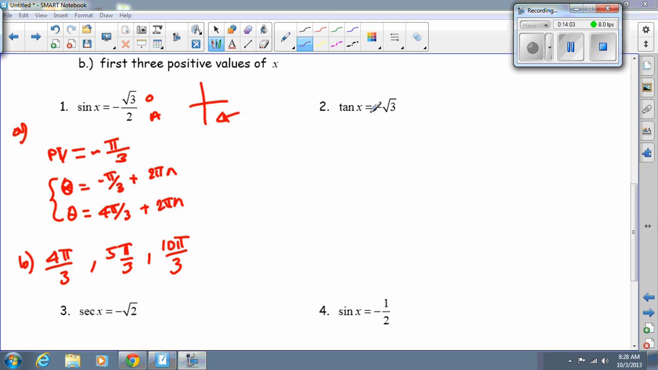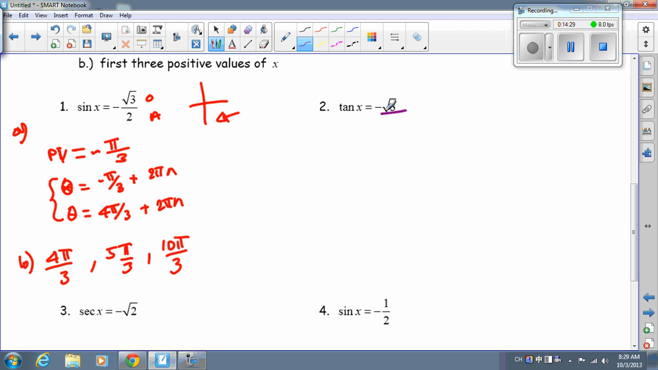All right, let's deal with tangent. Tangent of x is equal to negative square root of 3. I know it says x here, although I'm solving it in radians, but I can change this one into theta and solve it in radians. So this one is tangent of theta is equal to negative square root of 3. So let's go ahead and find the principal value.